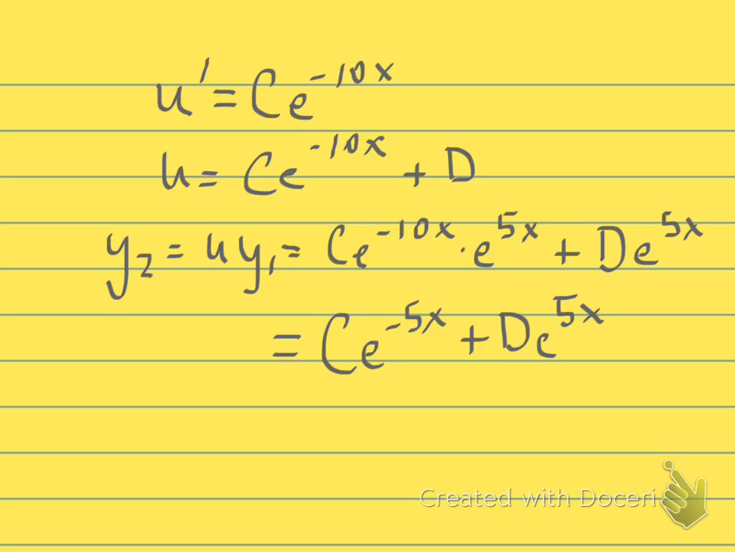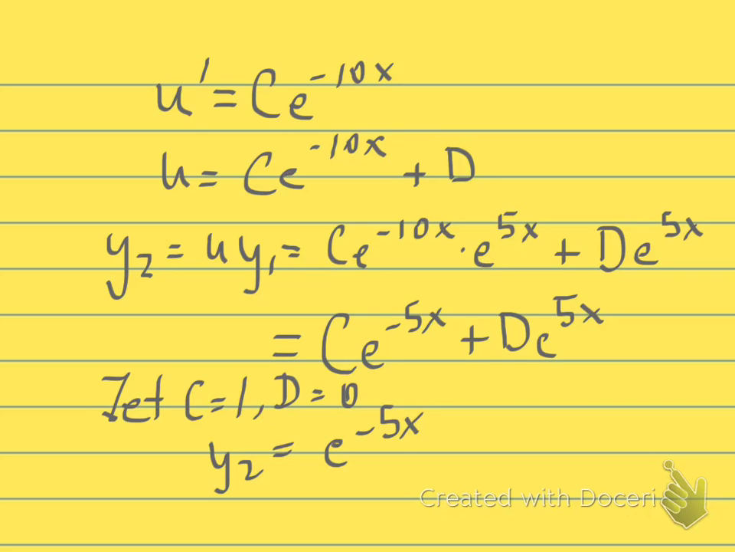Then y2, which remember was u times y1, is c e to the negative 10x times e to the 5x plus d times e to the 5x. So it equals c times e to the minus 5x plus d e to the 5x. But remember here, I'm looking for a solution that will be linearly independent with e to the 5x. So I'm looking for something that doesn't have e to the 5x anywhere in it, because that's just additional information. So I make a choice, let c equal 1 and d equal 0, and what I'm left with is that y2, my second solution, is e to the minus 5x.